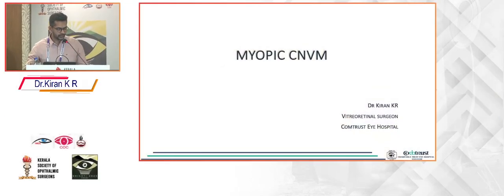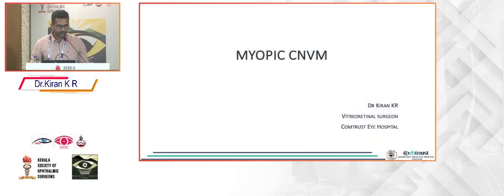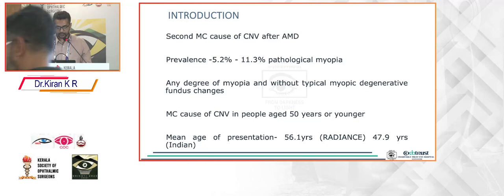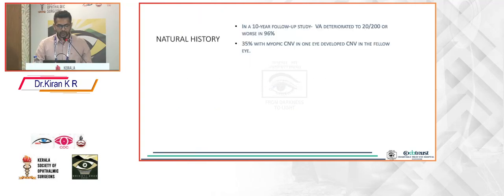Good afternoon, and thank you for this opportunity. My topic is myopic CNVM. Anjana gave a very good introduction to this topic. Myopic CNV is the second most common cause of CNV after age-related macular degeneration. It is seen in 5.2 to 11.3% of pathological myopia, though it can be seen in any degree of myopia and without typical myopic or degenerative fundus changes. The mean age of presentation was 56.1 in a multicenter study called RADIANCE, but in the Indian population it was seen at a bit lower age, 47.9.